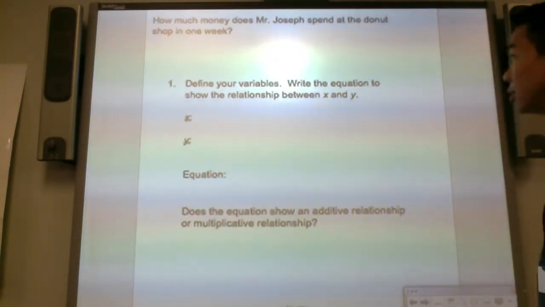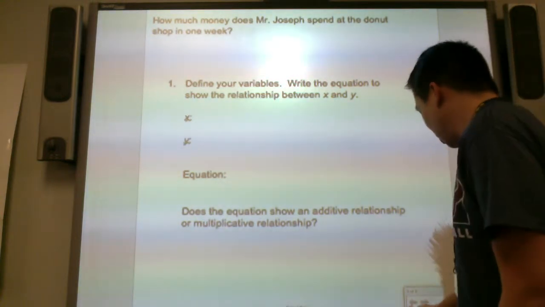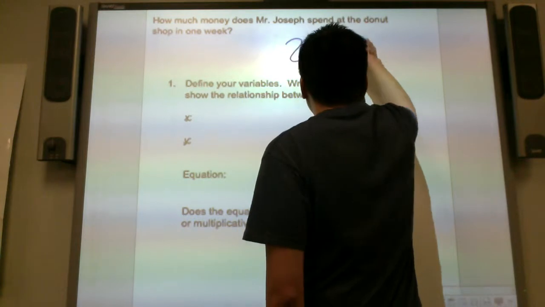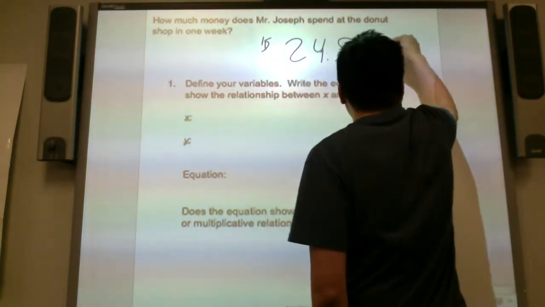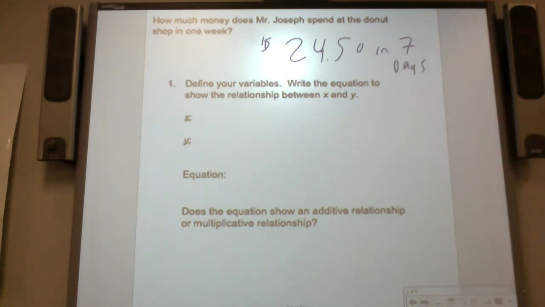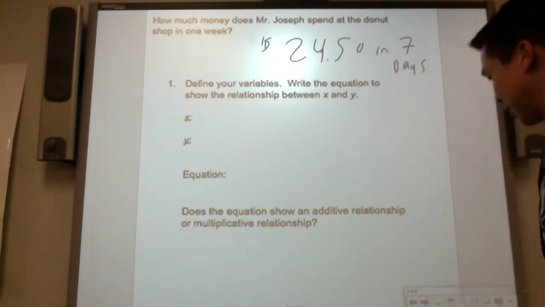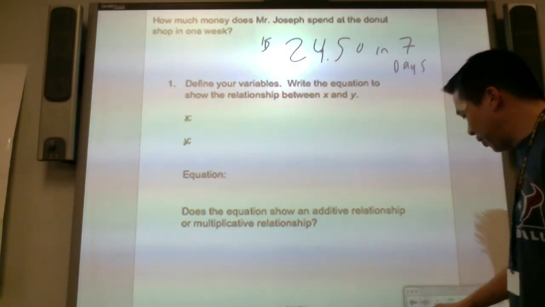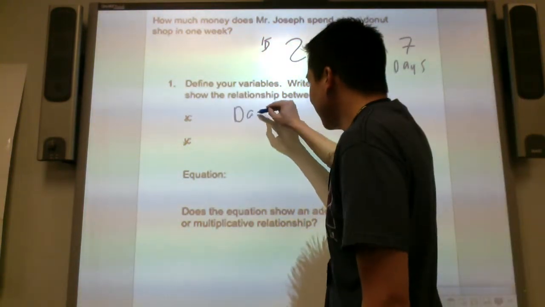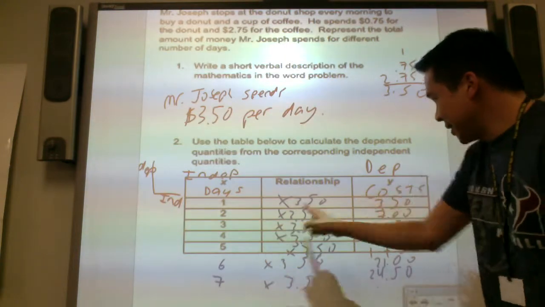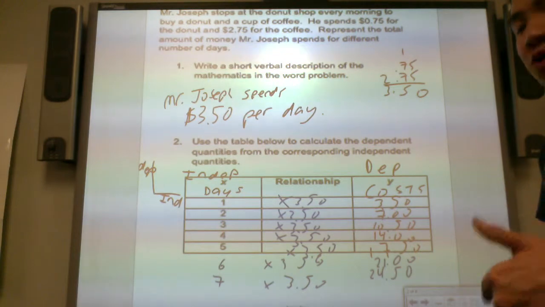So let's go. Oh, I cannot remember. $24.50 in 7 days. Define your variable. Write the equation to show the relationship between x and y. So, what do you think these x's are about? These are the number of days. What's the y? It's the cost. So this is the days, this is the cost. So what is the relationship? Can you set up an equation?